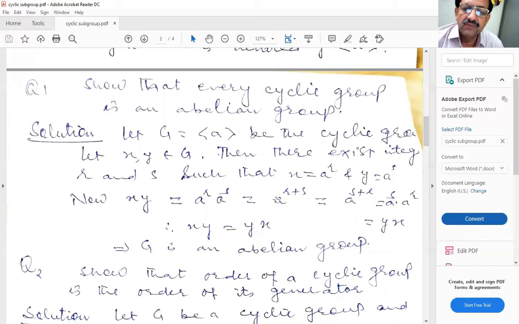So this is the commutative property of the abelian group. We have proved the commutative property of the group, so the group is called an abelian group.